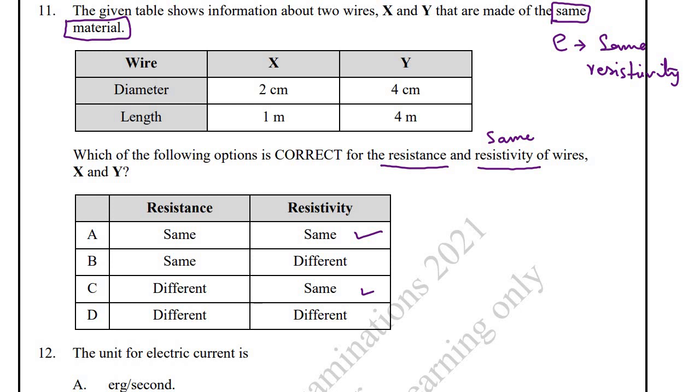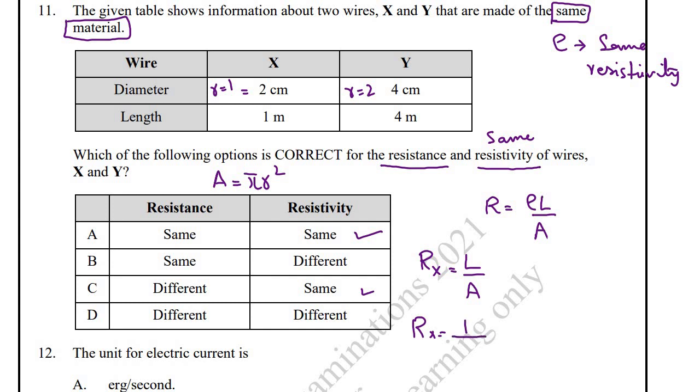Now let's talk about the resistance. So let's say the radius of X is equal to 1, and similarly the radius of wire Y will be equal to 2. We know that resistance is equal to rho L over A. So rho is same, so we remove rho from here. Rx will be equal to L over A. We know that area is equal to pi r square. For Rx, the radius is 1 and the length is 1. We put 1 in place of length and pi r square in place of area. So r square gives 1 square, that is 1. So the resistance Rx is 1 over pi.